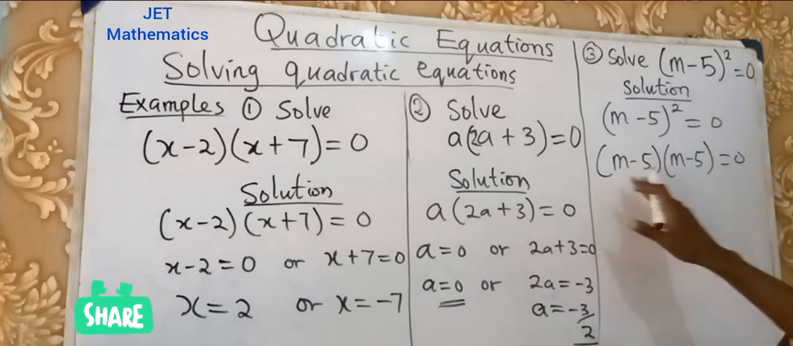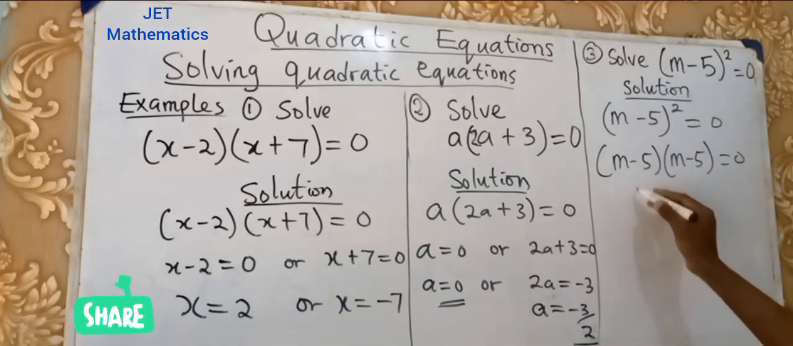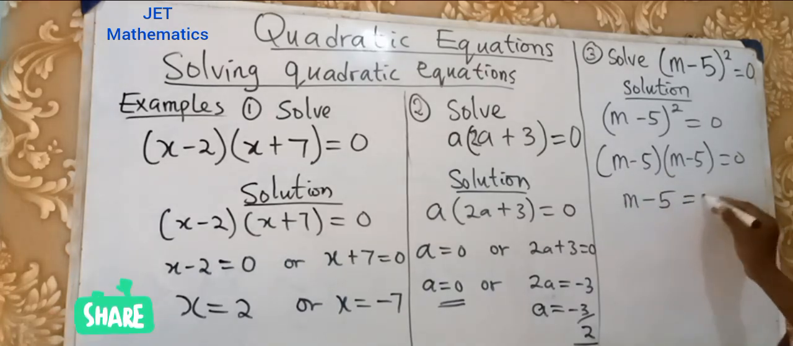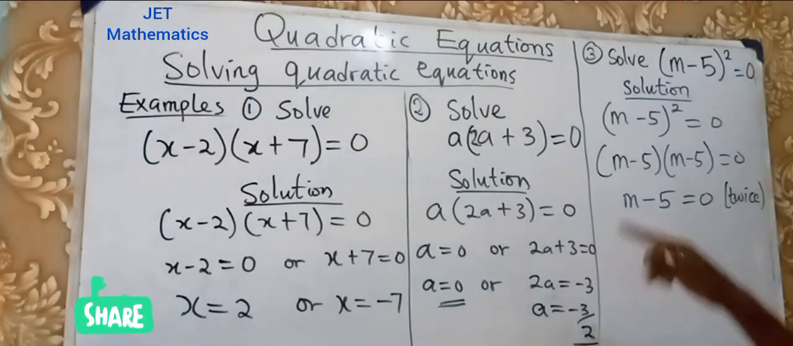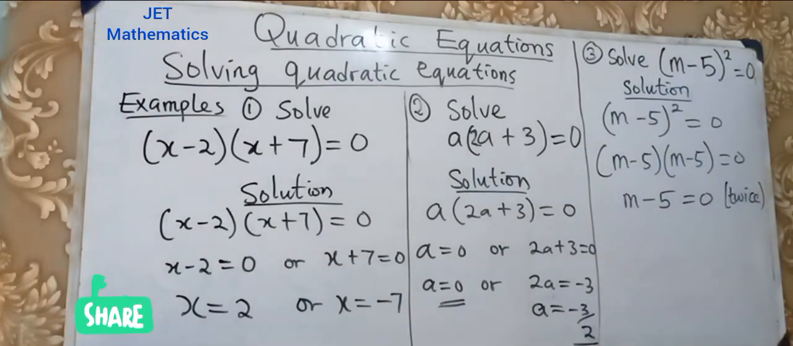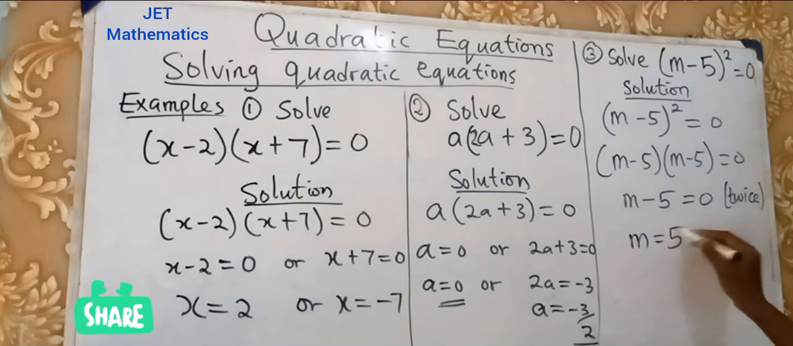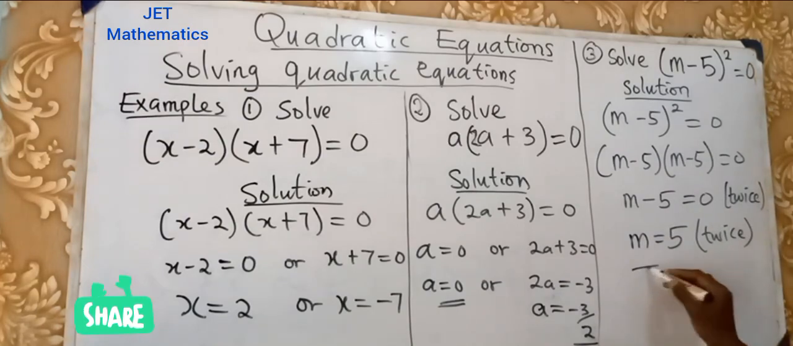So this is the product of the two linear factors of this quadratic equation. So this implies we are going to have m minus 5 twice equal to 0. I'm going to have it twice for this and for this. And so solving this, you have m is equal to 5 twice. So you try this.